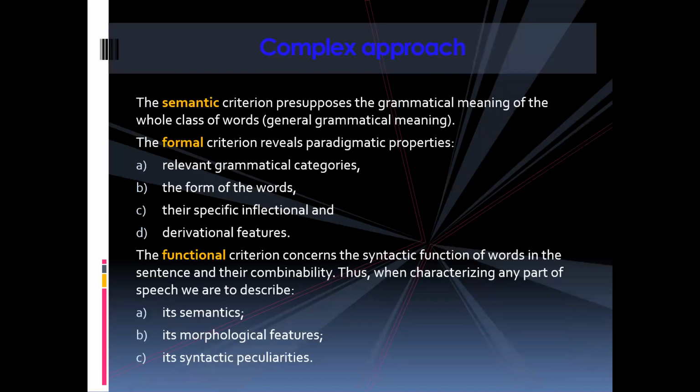In the complex approach, a semantic criterion presupposes the grammatical meaning of the whole class of words, the general grammatical meaning. The formal criterion reveals paradigmatic properties, relevant grammatical categories, the form of the words, and their specific inflectional and derivational features. The functional criterion concerns the syntactic function of words in the sentence and their combinability. Thus, when characterizing any part of speech, we are to describe its semantics, its morphological features, and its syntactic peculiarities.